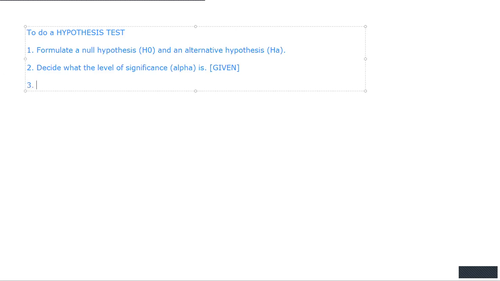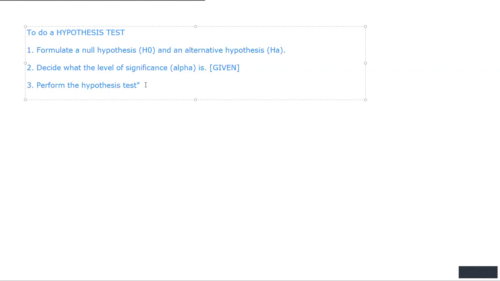And the third step is the bulk of what we're going to be doing, which is to perform the hypothesis test. This is going to be divided into several steps, which are always going to be followed in the same way. To perform the hypothesis test, we're going to first have to decide which test to use. That just means that we have to verify that the assumptions to use our test are satisfied.